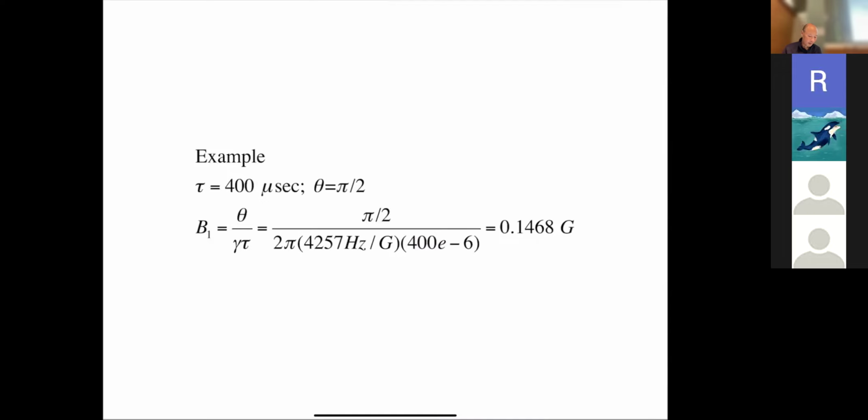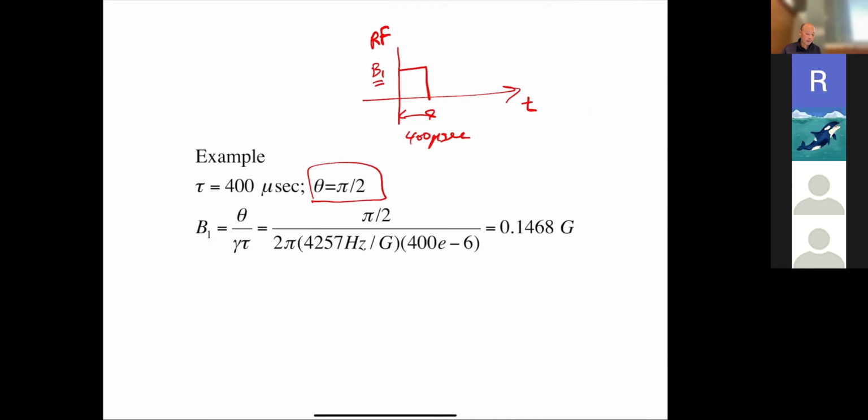So here's a very simple example, our very first pulse sequence diagram. This is a function of time. This is the RF amplitude. This is 400 microseconds. And my design goal is I want a flip angle of pi over 2. So I want to ask, what should be the amplitude of my B1 field such that I get that pi over 2? We're assuming we're just playing out a rectangular pulse.